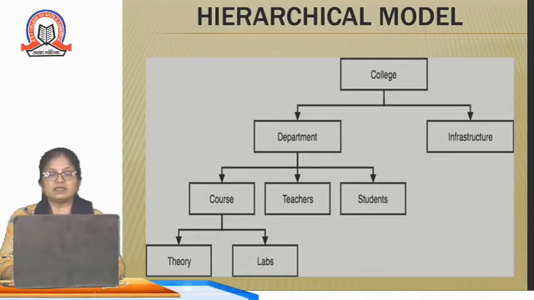So you can see there is a root node of college and it has two nodes, department and infrastructure, and department node has three nodes, course, teachers, students, and course has two nodes, theory and labs. So you can see each node has only one parent.